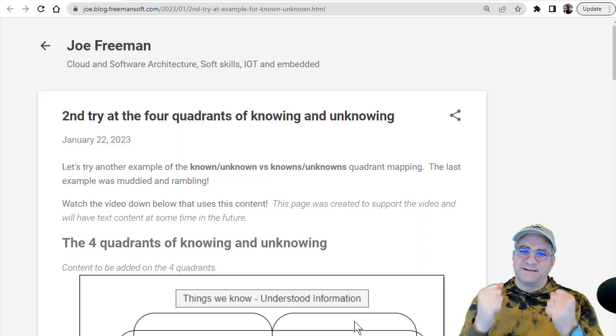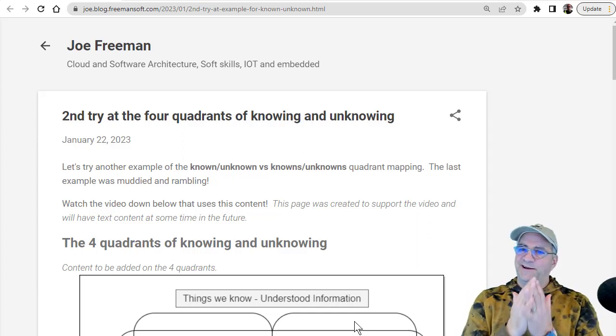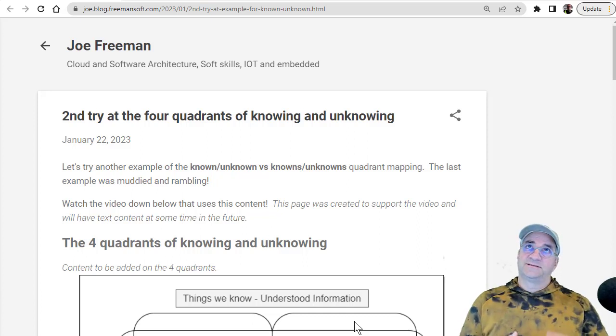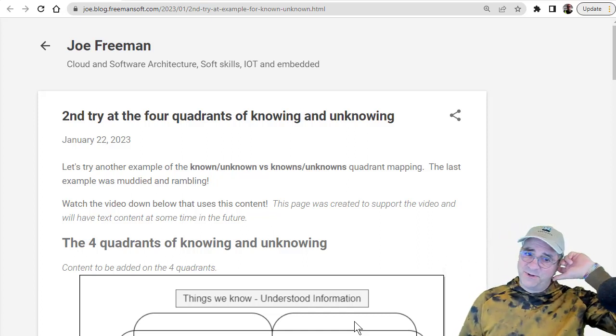All right, I'm going to try and come up with examples. We did the four quadrants of knowing and unknowing. That's the known knowns, the known unknowns, the unknown knowns, and the unknown unknowns. And one of the quadrants gave everybody a lot of trouble, which is the unknown knowns. And I think I've got two examples, but we'll try it, right?